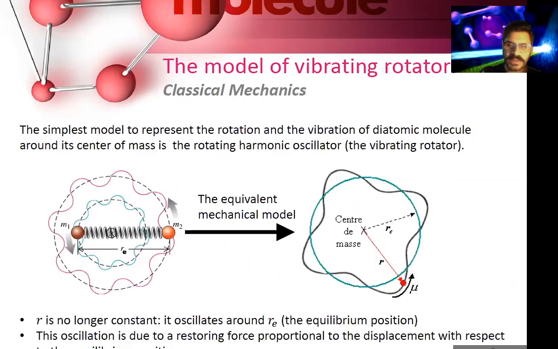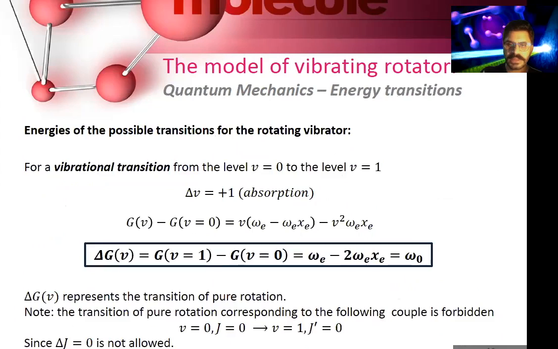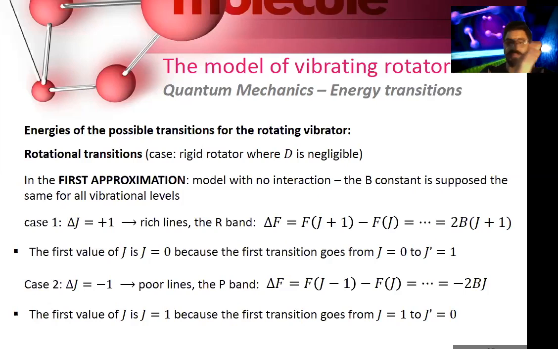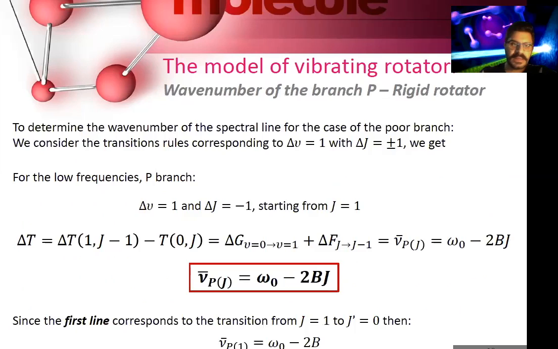And from the equations, you can tell that if I can determine from a graph the middle position of the gap, I will get ω0, then I will get these values. And then from the lines of the branches, I can get B values. And I have everything. However, how does it work? To determine the wave number of the spectral line, that's what we want. For the case of the P branch, so now I'm looking into delta J equal -1.